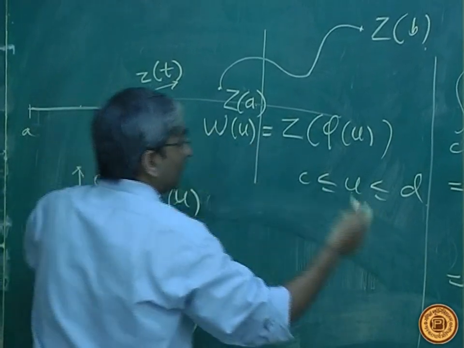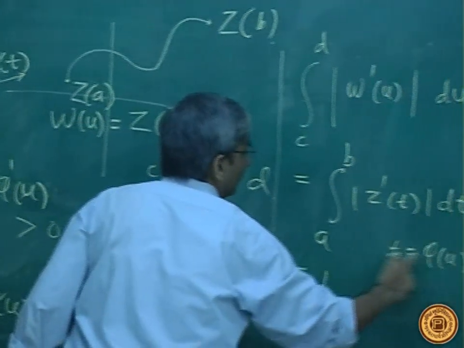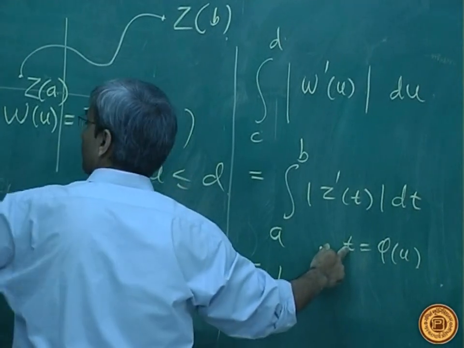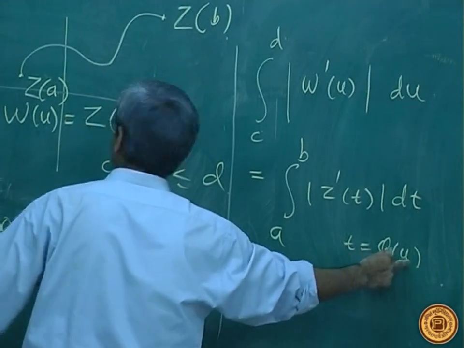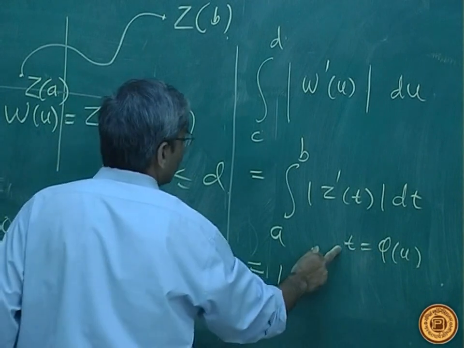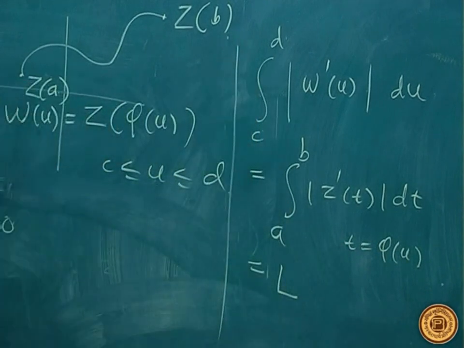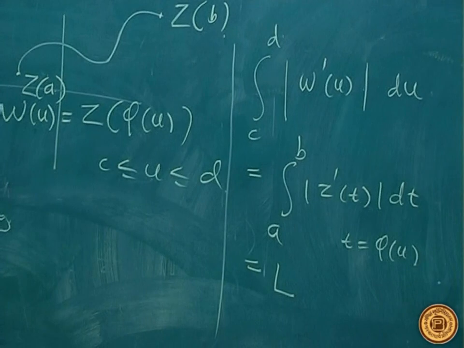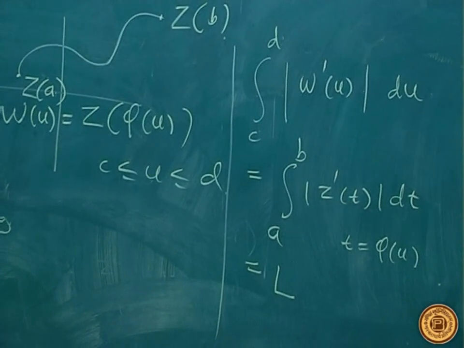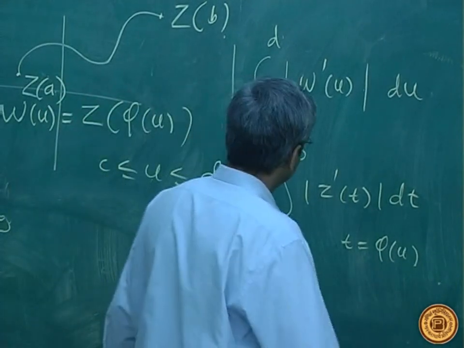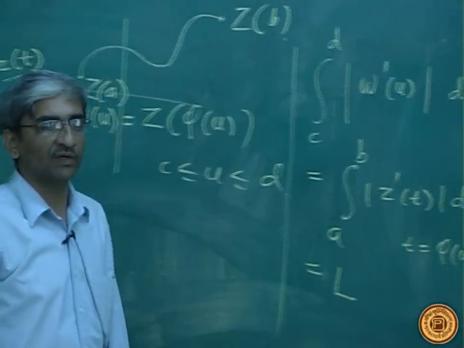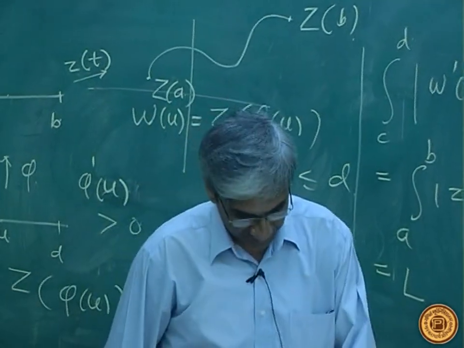And when t equals a, then u equals c, and when t equals b, then u equals d. So this will get converted to c to d. So these two integrals are equal, which means length remains invariant. Length of a curve is invariant under reparameterization.